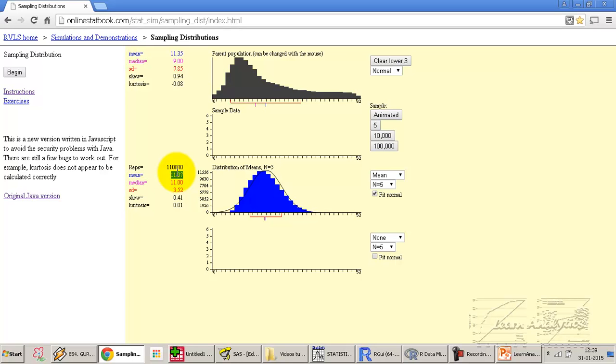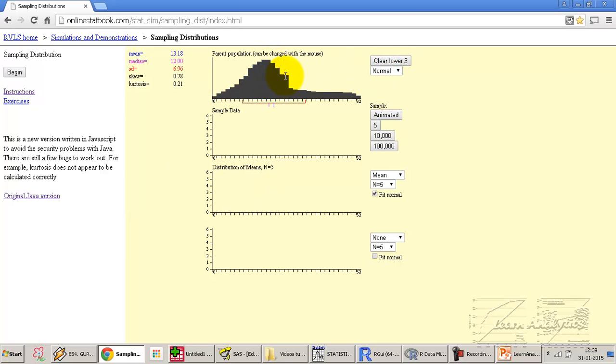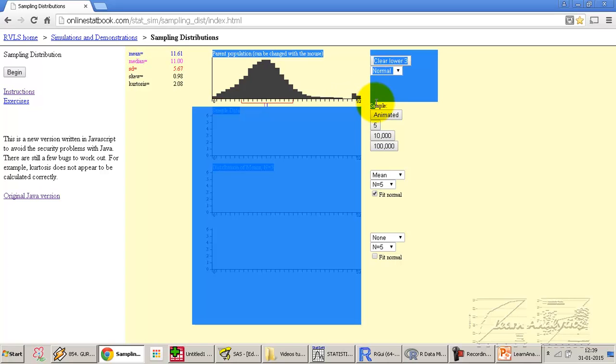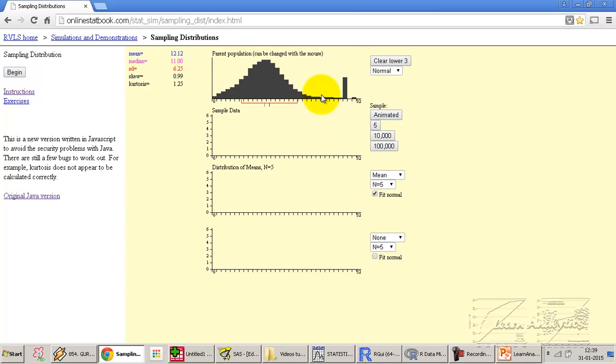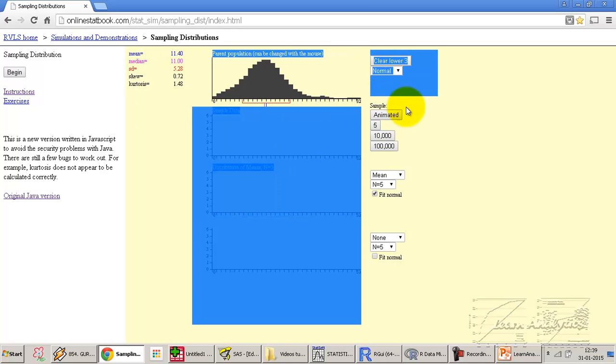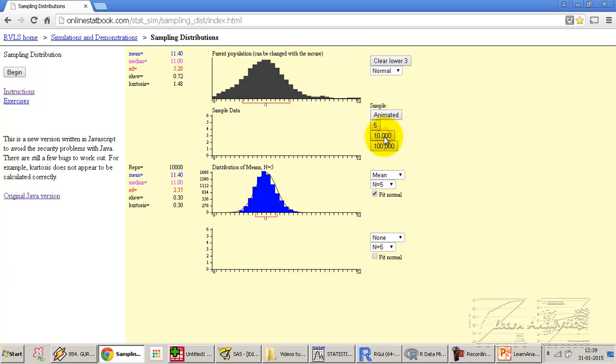And this is a tool on which you can test all of your hypotheses. Let's try it again. Let's have something which is closer to a normal distribution. Let's remove these. I'm sorry. There we go. Do it 10,000 times. You see, the population mean is 11.40. Sampling mean also 11.40, and very close to a normal distribution.